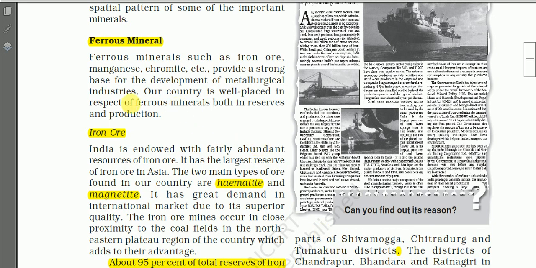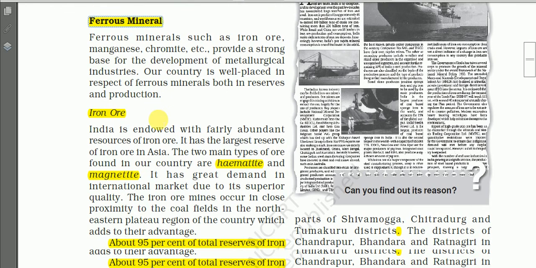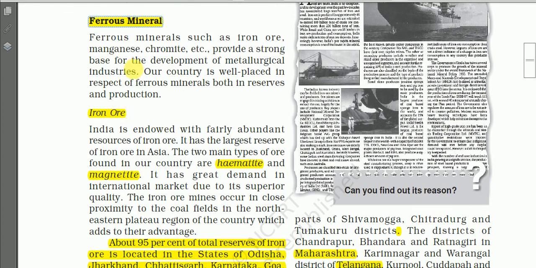Next, let us learn about the distribution of ferrous minerals. That means minerals containing iron. We have these examples of ferrous minerals like iron ore, manganese, chromite.